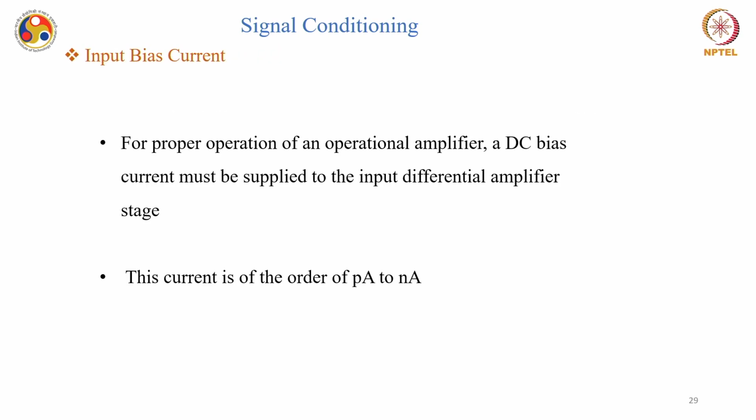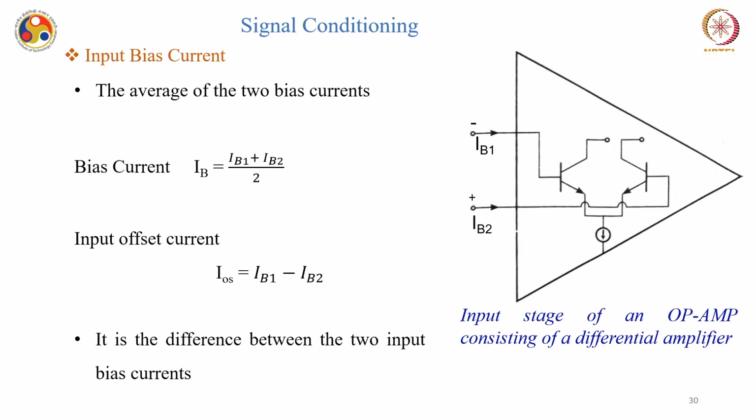Then the second important aspect is the input bias current, which also arises from the differential amplifier stage. For proper operation of the operational amplifiers, a DC bias current must be supplied to the input differential amplifier stage, and this current is of the order of certain picoamps to certain nanoamps. Since there are 2 stages, I have 2 bias currents, IB1 and IB2, and the bias current is basically the average of these 2 currents, IB1 plus IB2 by 2.